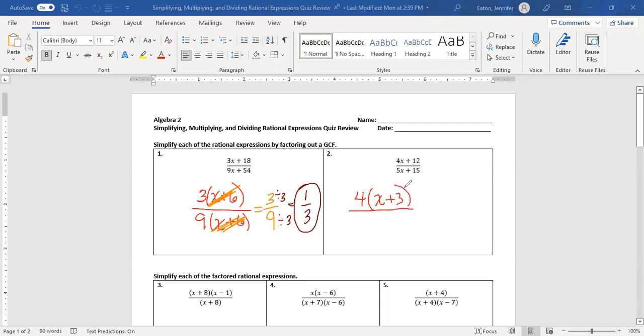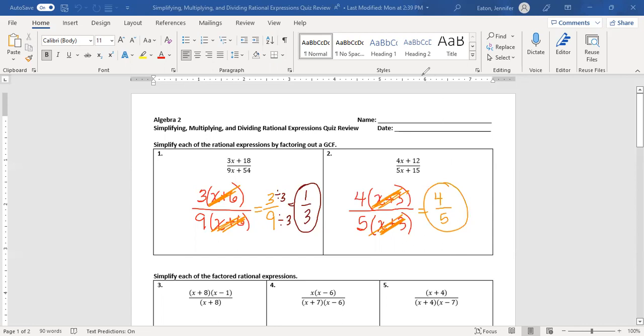Now let's do the denominator. We have 5x and 15. 5x and 15 are both divisible by 5. So we can say 5x divided by 5 is x, and 15 divided by 5 is 3. What do they have in common? They both have an x plus 3, so we can cross that out. What's left on top is 4. What's left on bottom is 5. And that's how we simplify our rational expressions, by factoring out a greatest common factor.